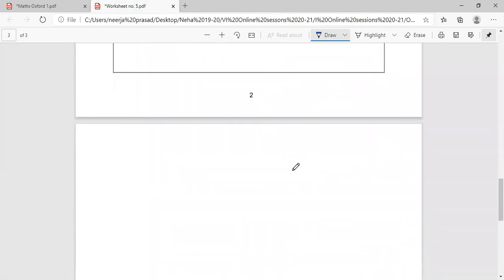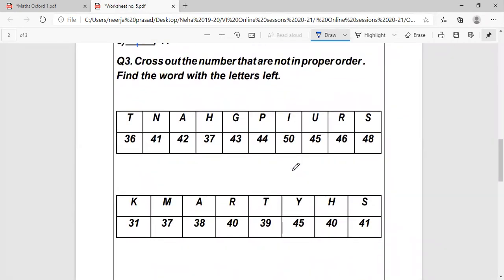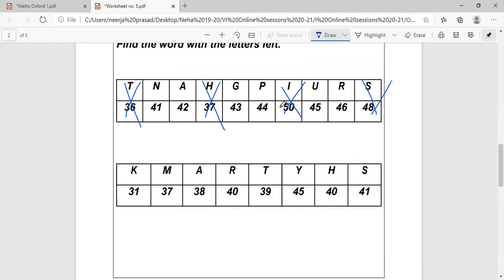Now we are going to be doing coding. Cross out the numbers that are not in proper order. Find the word with the letters left. So after 36, does 36 come before 41? No. So let's cross this out. 41, 42, 43 is right. 44, 50 doesn't come. 45 is right. 46 is right. What is the word? The word is Nagpur. 41, 42, 43, 44, 45 and 46.